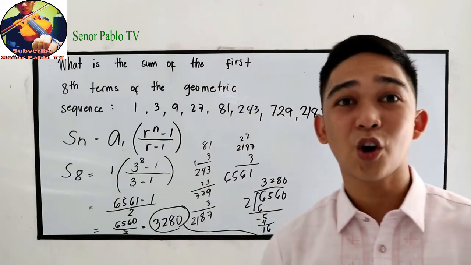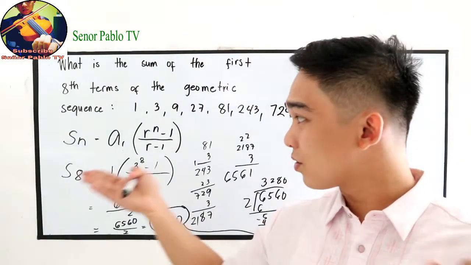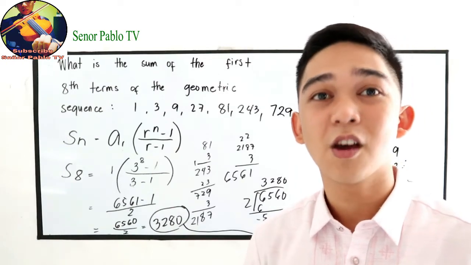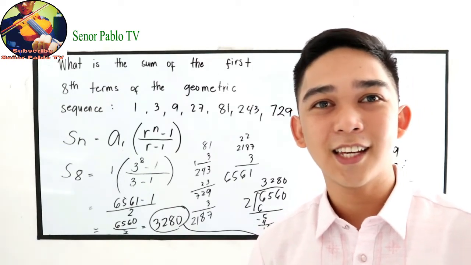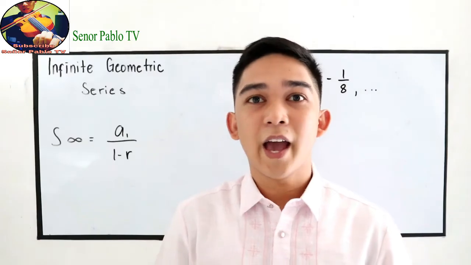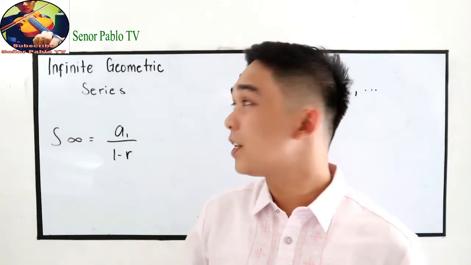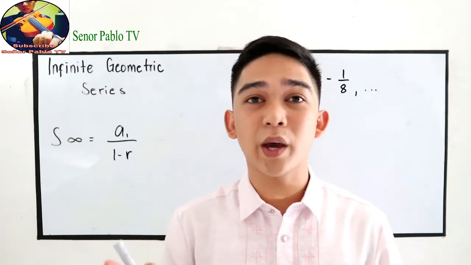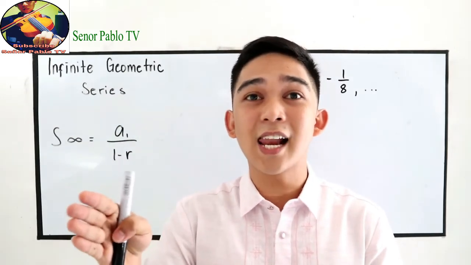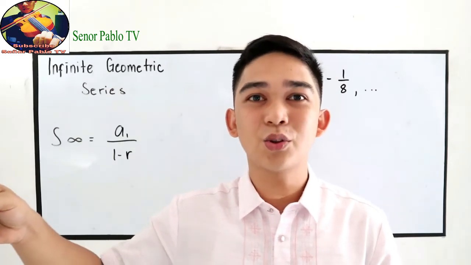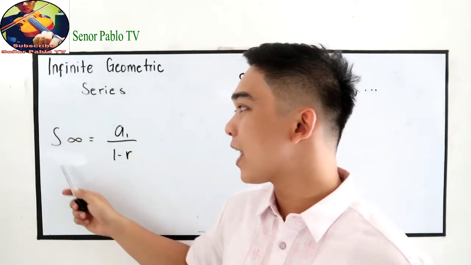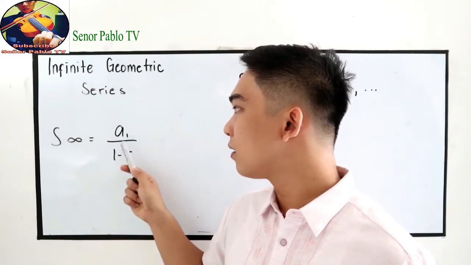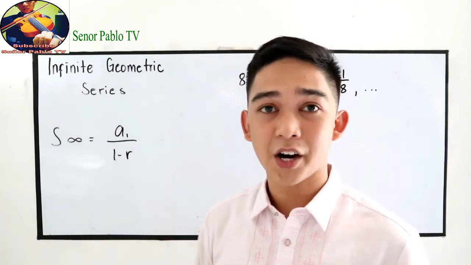So dalawa yung choice ninyo. Pwedeng mano-mano or you can use the SN formula, the arithmetic, the geometric sequence formula. So iyon si geometric series. And we also have the infinite geometric series. That means ito yung mga geometric sequence na hindi natin basta-basta alam kung saan nag-end. So tuloy-tuloy siya. So we have the formula S infinity is equal to A1 over 1 minus R.